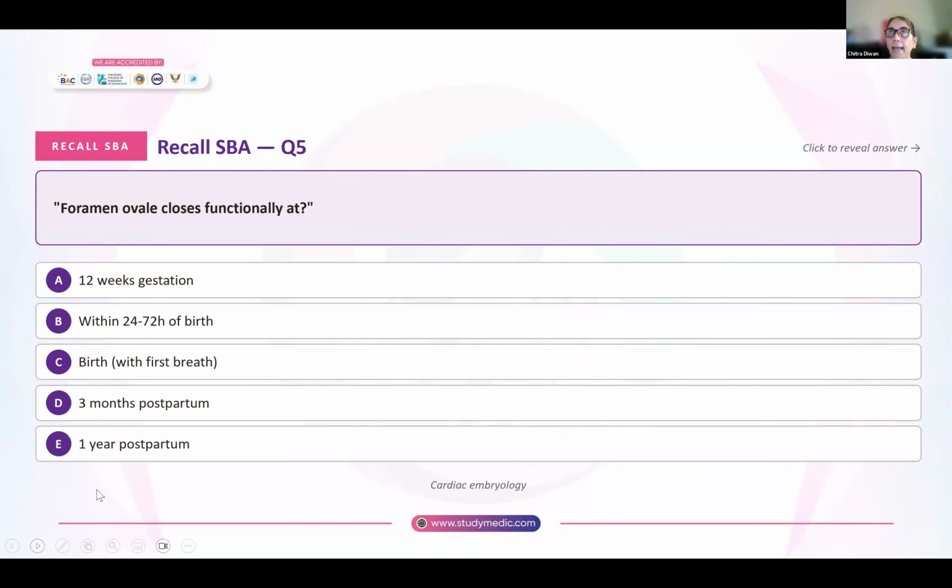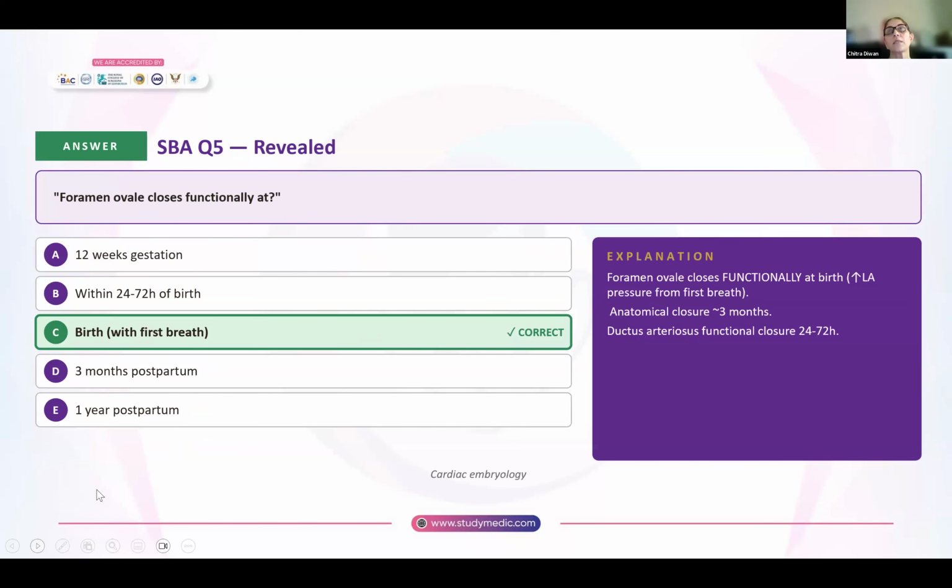Foramen ovale closes functionally at birth. Remember, the foramen ovale is present only in the fetus in utero because the right side of the heart is a high pressure system and the left side is a low pressure system. At birth, the reverse happens. The left side of the heart becomes high pressure and the right side becomes low pressure. So the foramen ovale closes functionally at the first breath. Anatomical closure occurs a little later, whereas the ductus arteriosus closes at 24 to 72 hours after birth. It doesn't close at the first breath. Foramen ovale closes at first breath.